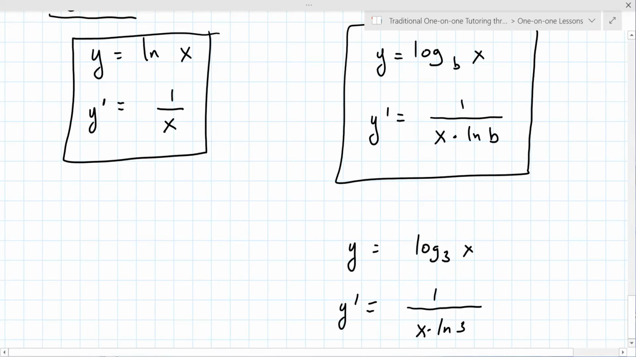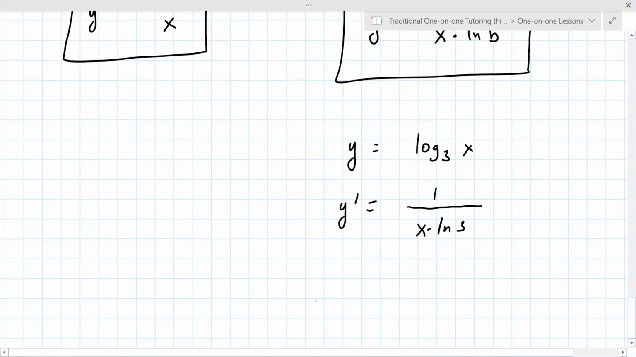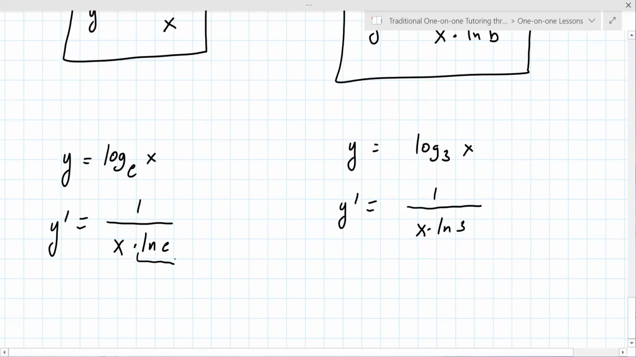Let me try and show you that here. Let's just say y is equal to log base e of x. The derivative is 1 over x times the natural log of e. But what is the natural log of e? It's 1. That's a property of logarithms. So this becomes 1 over x.